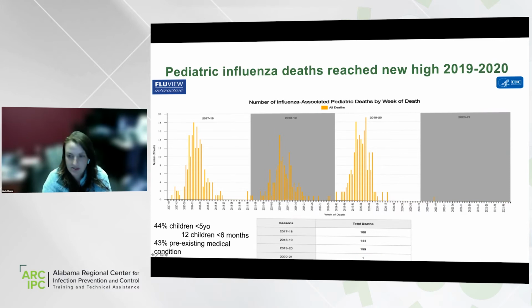So last year across the country, we only had 1 documented pediatric flu death, which is incredible. And I think masks were a significant role of that, as well as distancing. In general, who these kiddos are that die every year from flu, most are less than 5, a handful are less than 6 months, and about half have some pre-existing medical condition.